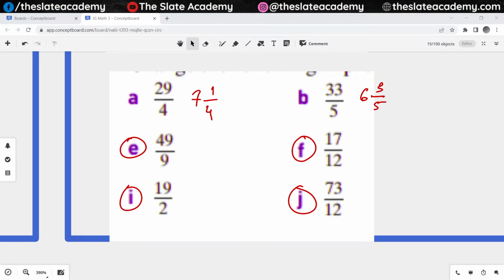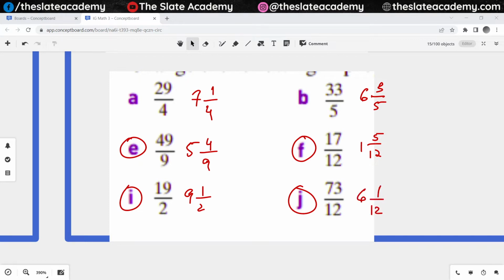All right, so the answer for this one would be 9. 9 fives are 45. Then 4 is the remainder, 4 by 9. 12, 17: the nearest I can get is 12 ones are 12. The remainder would be 5. The denominator stays the same, 12. 2 how many times makes 19? 2 nines are 18. 1 is the remainder, 1 by 2. And 73 by 12. 12 6s are 72. 1 by 12.